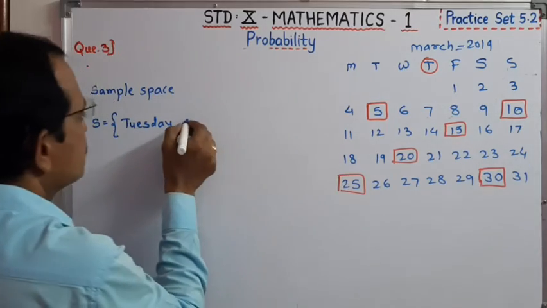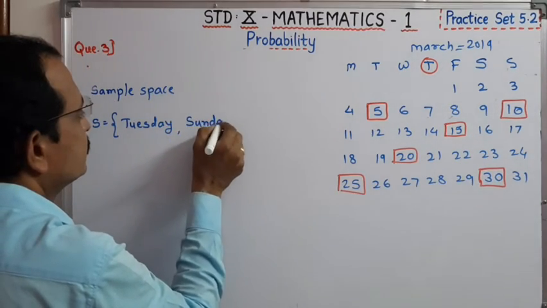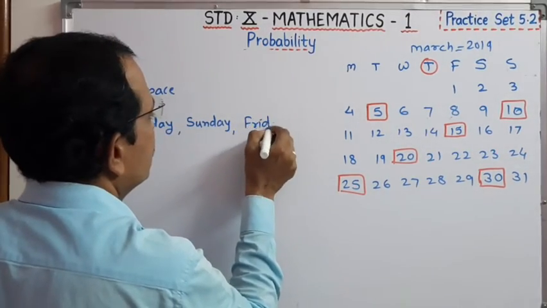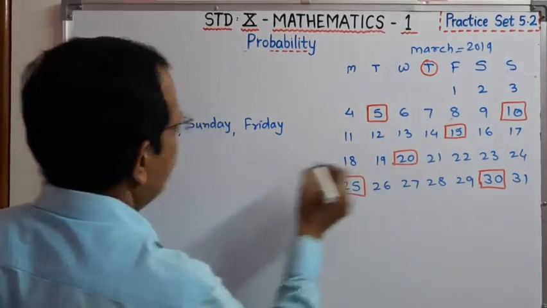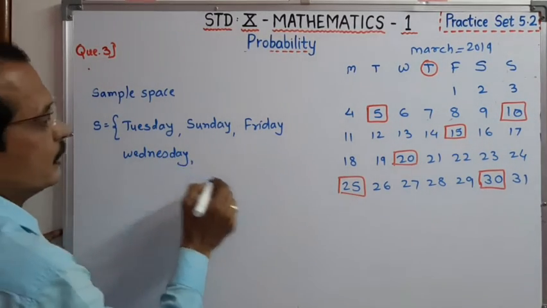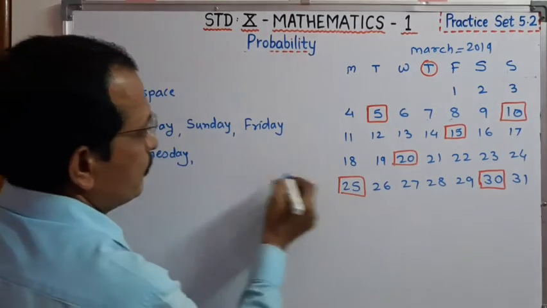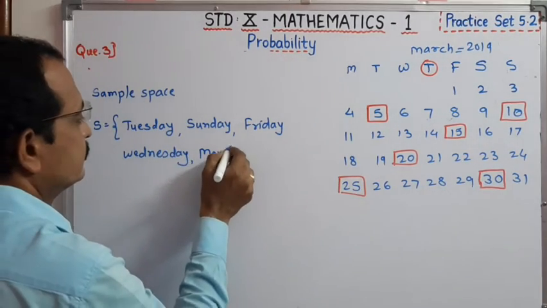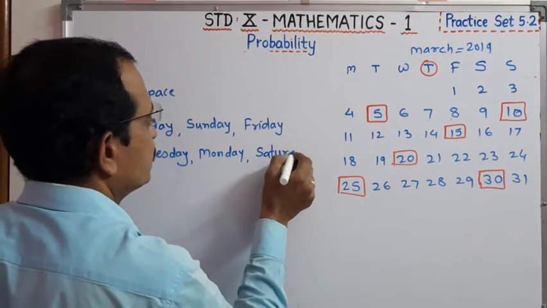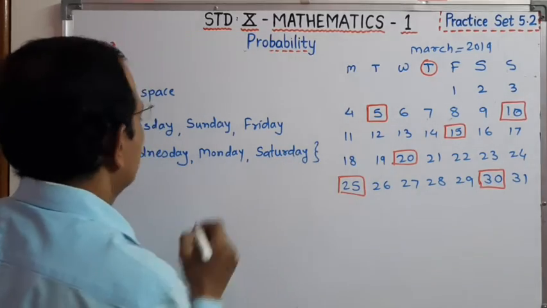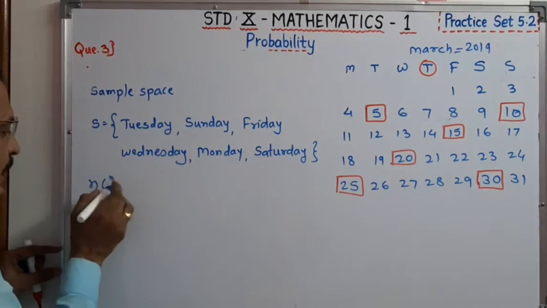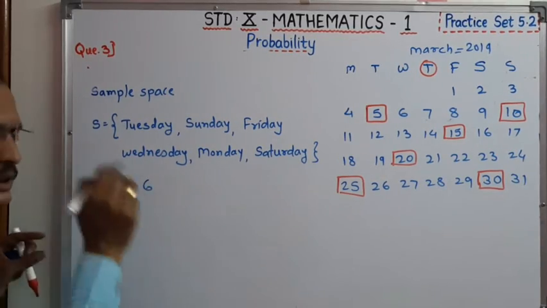Second one is Sunday. Third one is Friday. Then Wednesday. Then Monday. And the last one is Saturday. Yes student, there are total 6 days, therefore the number of S is equal to 6.